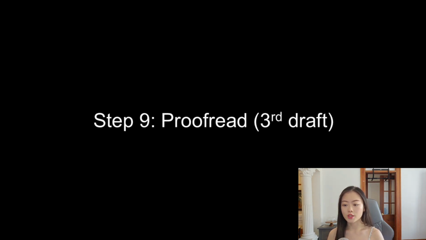Step number 9, which is the final step, is to proofread. This is a step where you check if you have grammar mistakes or citation format mistakes, and I suggest you be very patient in this phase, and you should at least read your essay 3 times.